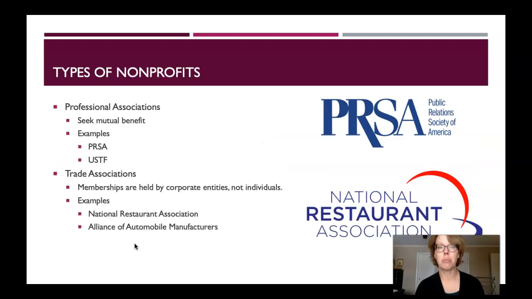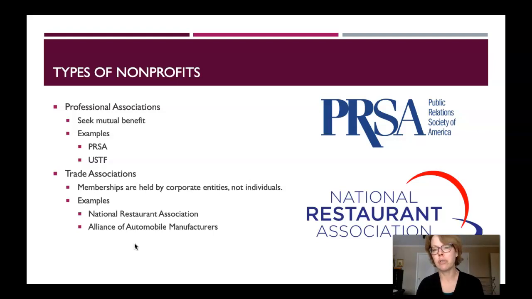So different types of nonprofits, I just want to run through these quickly. You have the professional associations. These would be like the Public Relations Society of America, a trade organization that many PR people are members of, and they can get education and resources through that association. Then there's trade associations such as the National Restaurant Association, where the memberships are corporations, not individuals. So like I'm a member of PRSA, I'm an individual.